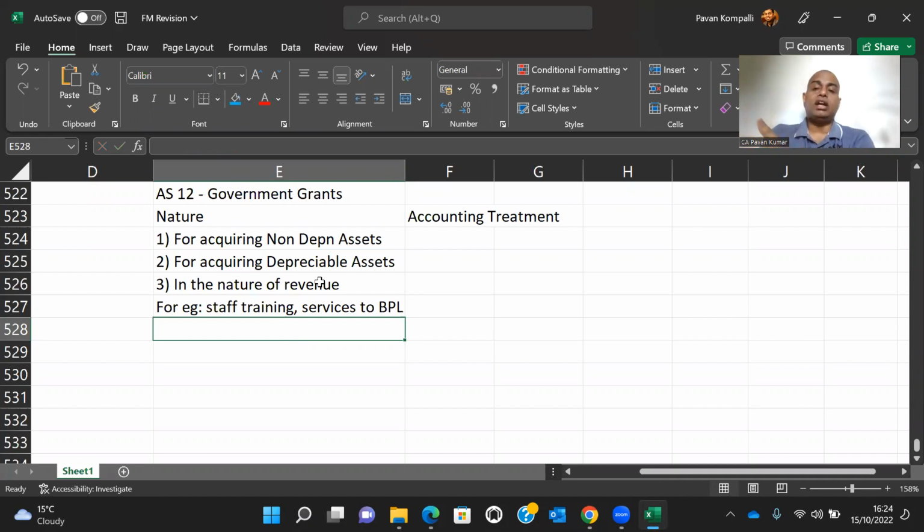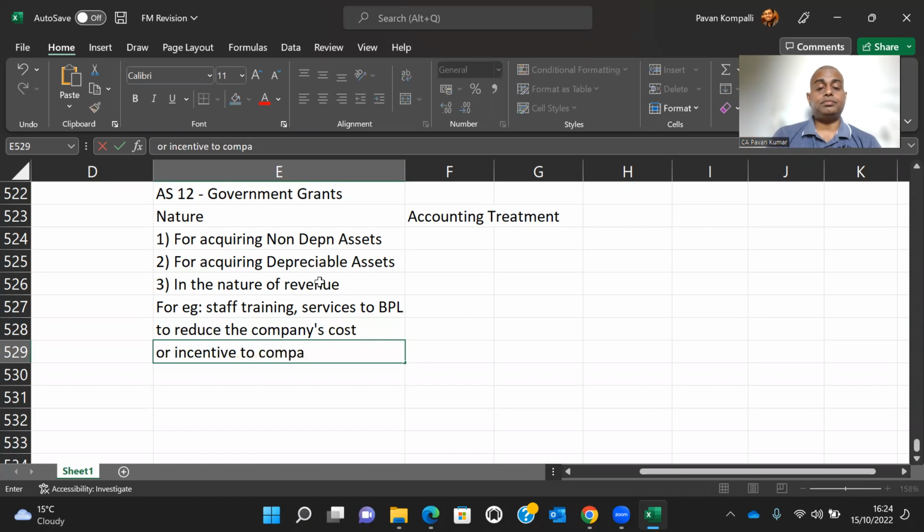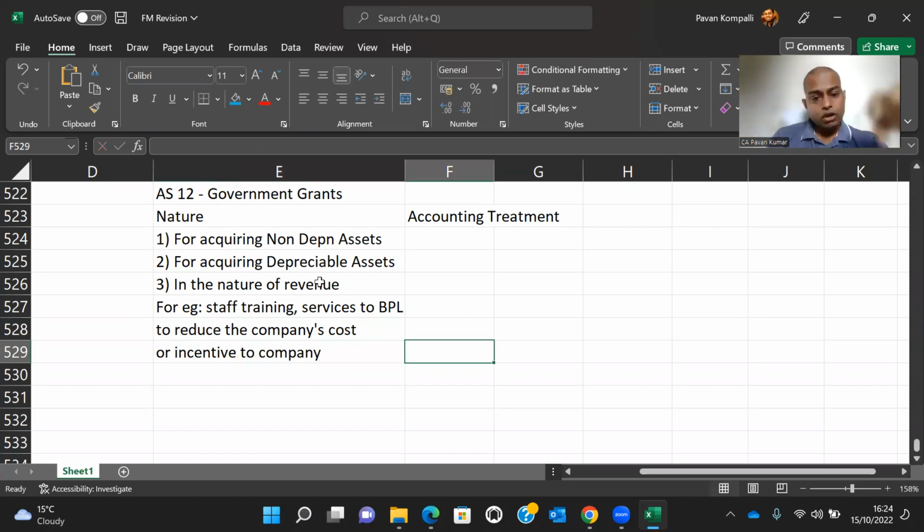Concessional loans, for example, you look at the agriculture sector. Agricultural loans, fair value interest rate will be 12%. Market rate will be 12%, but the government will give it at 3%. So these are in the nature of revenue. In the nature of revenue means either to reduce the company's cost or an incentive to the company. It can be to reduce the company's cost. For example, I have a school. I teach 500 students. The government has given a notification.